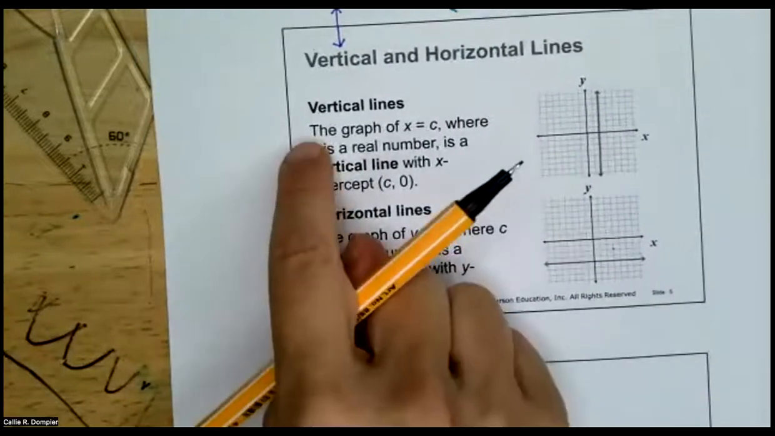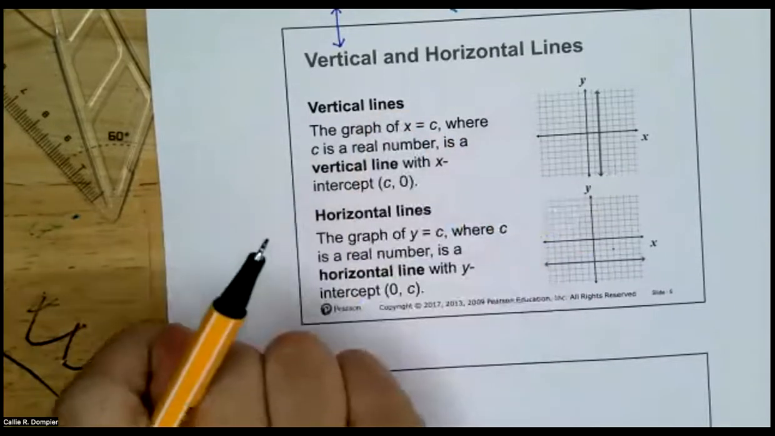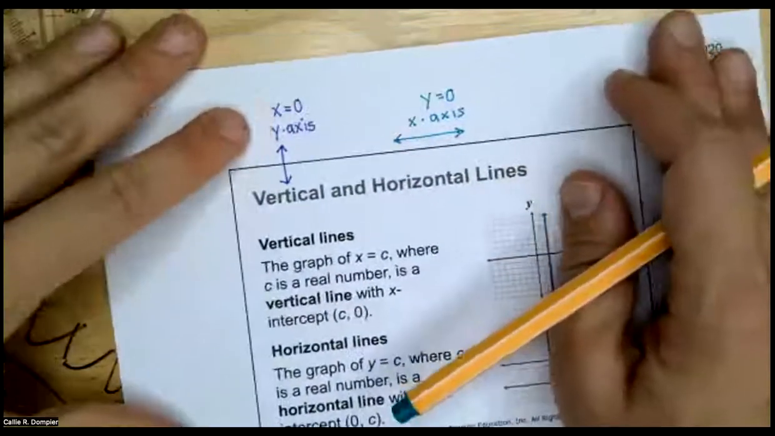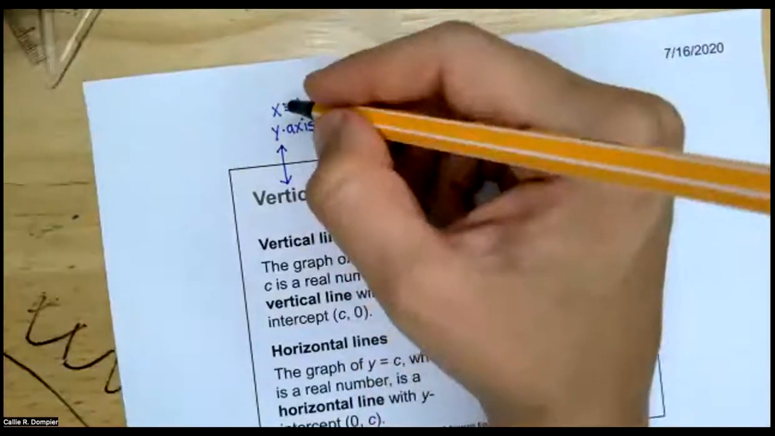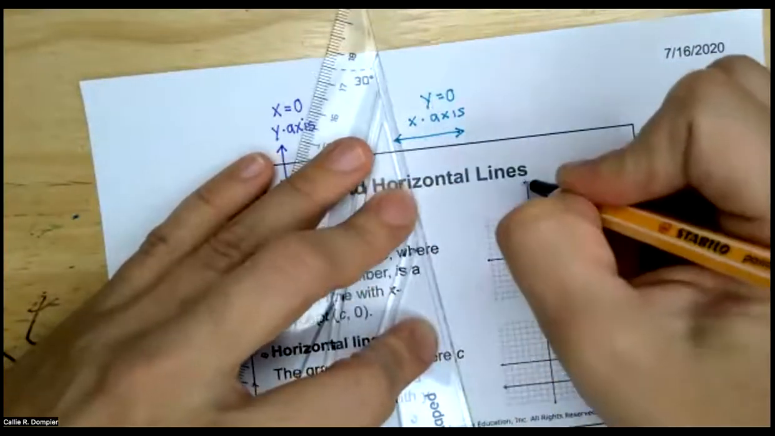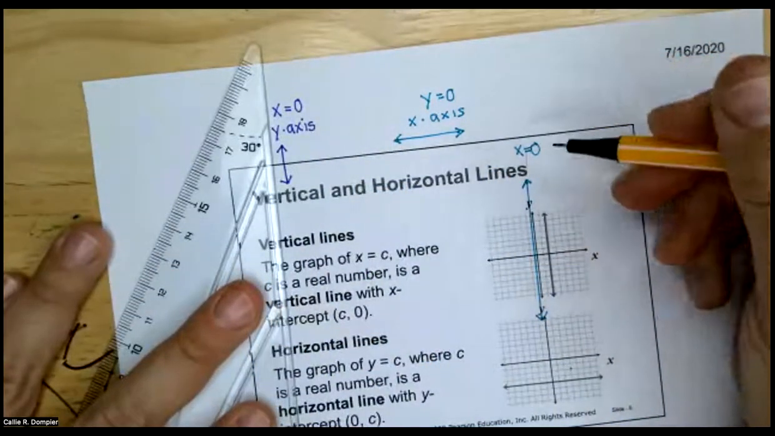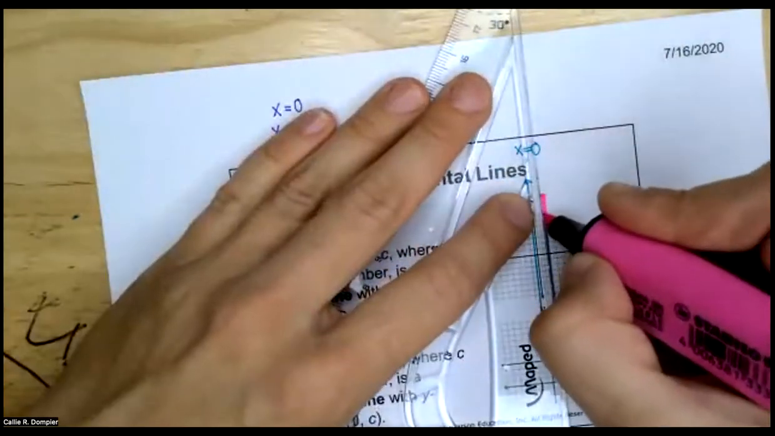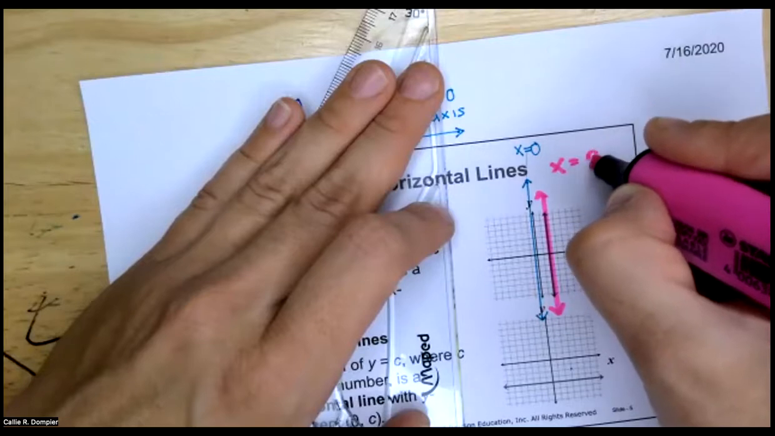The graph of x equals c is a vertical line. Okay, remember your y-axis is x equals 0. So x equals any number is going to be a vertical line. So here's x equals 0. I'm going to graph it. X equals 0. All right. Every value of y gives me back x equals 0. I'm going to do another one. The one they gave us, I'm just going to change the color to accentuate it, is x equals 2.